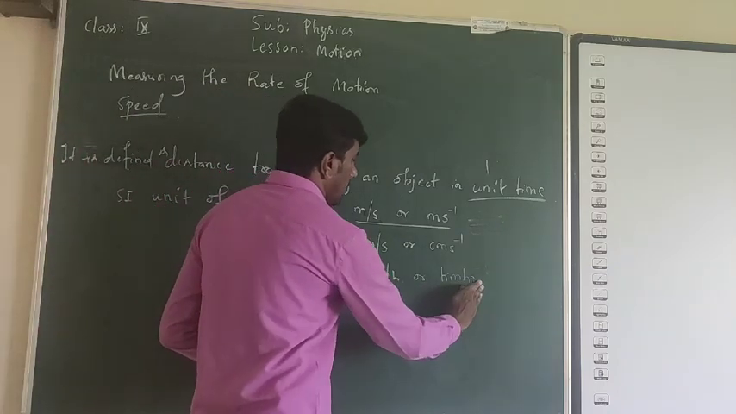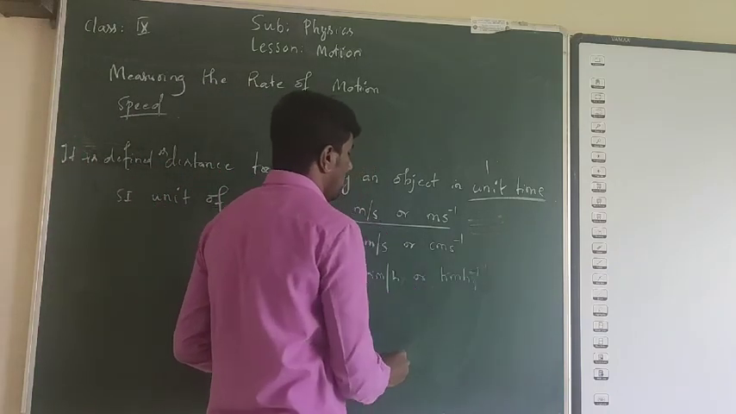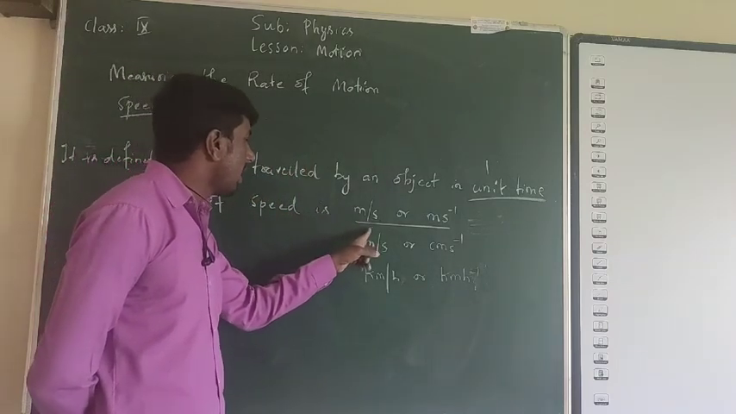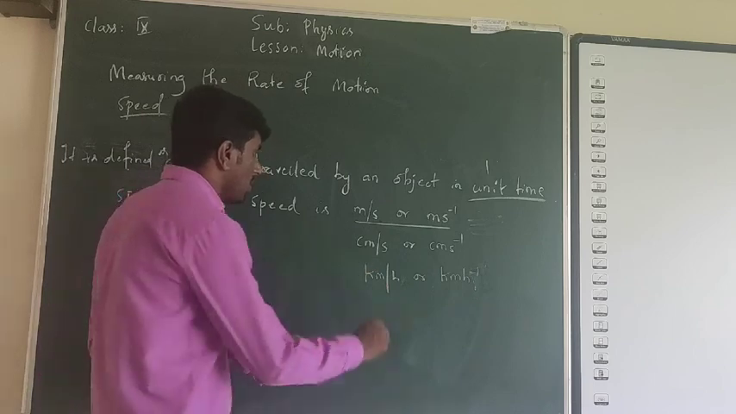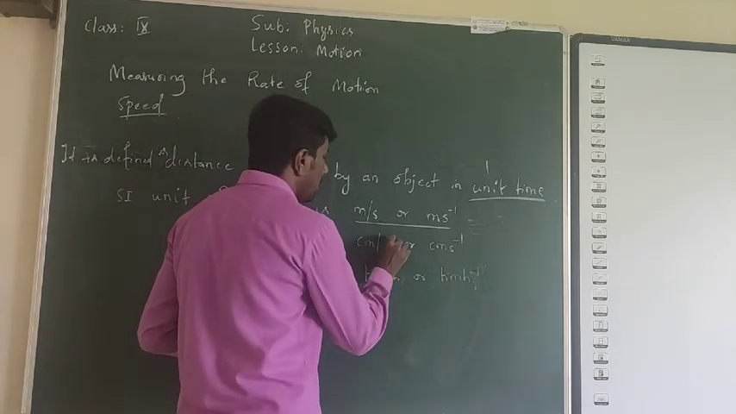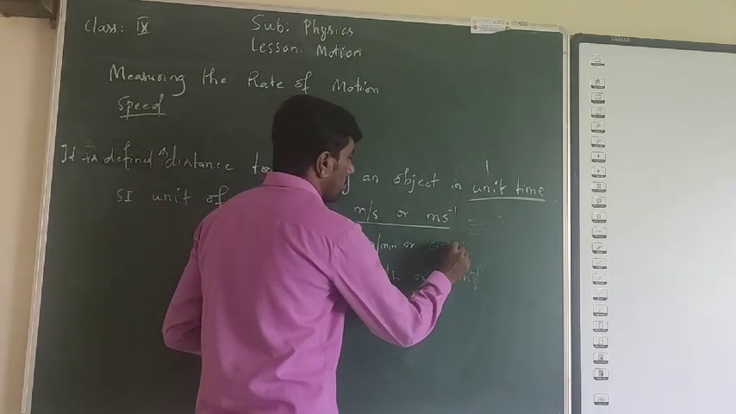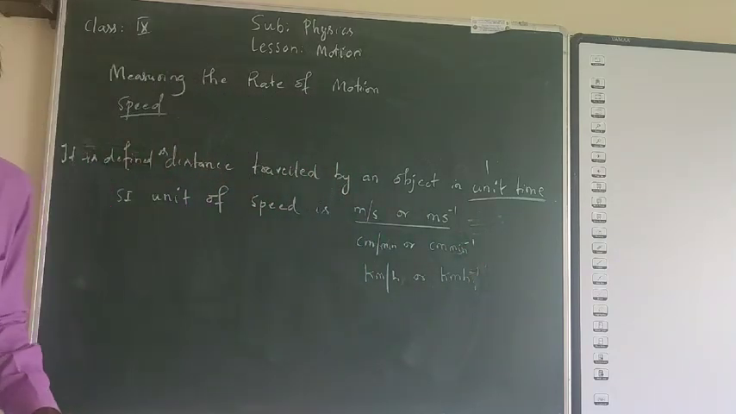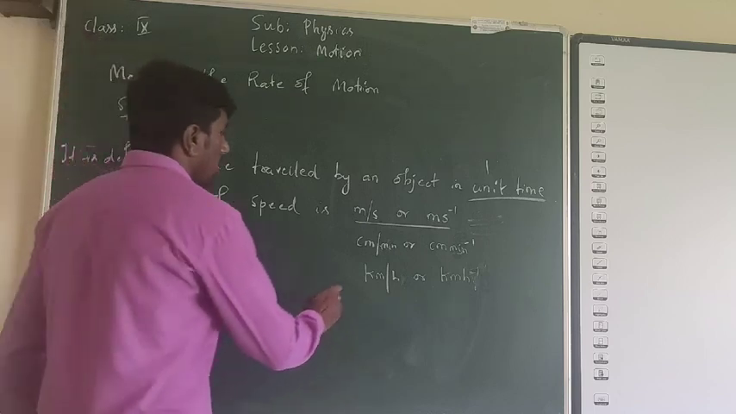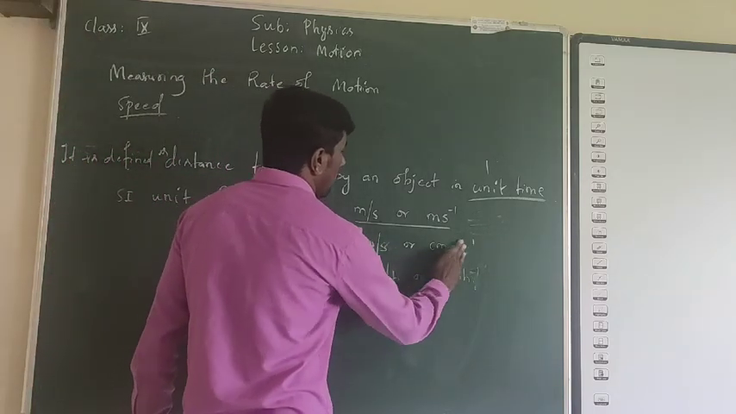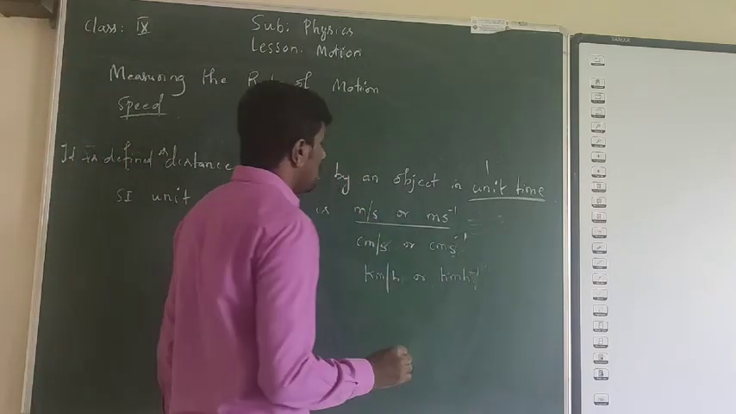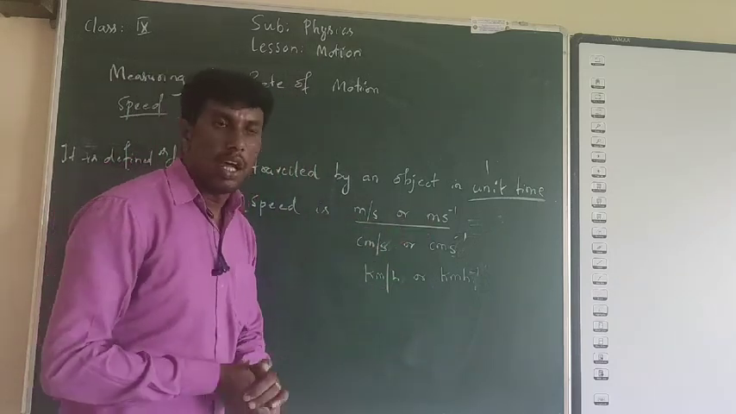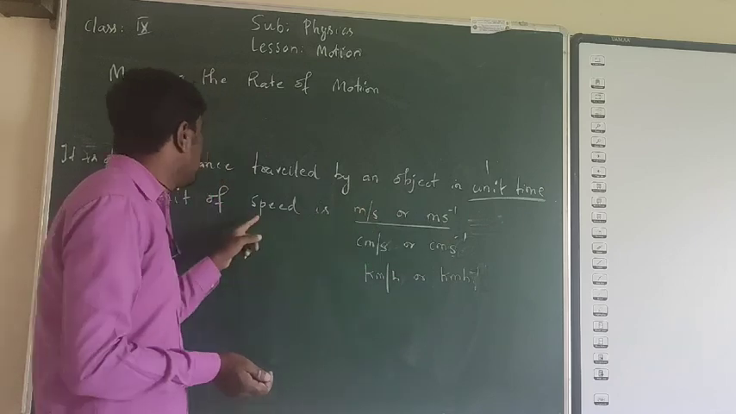There is no hour, we can skip it. Hour, kilometer per hour. Okay, so what are the SI units of speed? Centimeter per second, centimeter per minute, centimeter per second. Okay, meter per second, centimeter per second, kilometer per hour. These are the 3 SI units of speed.